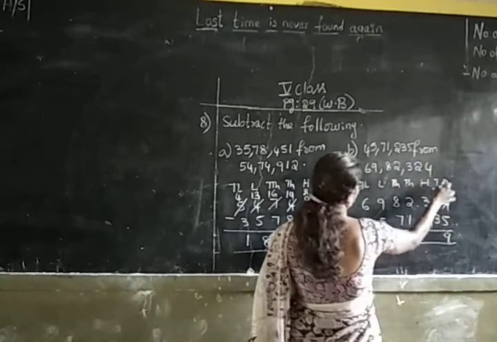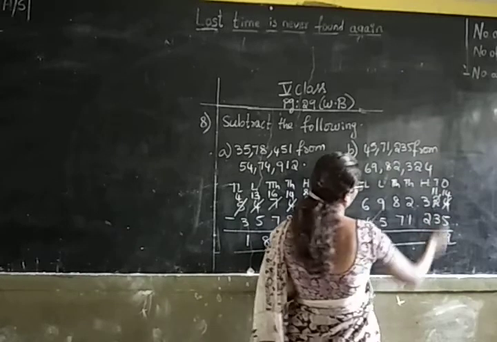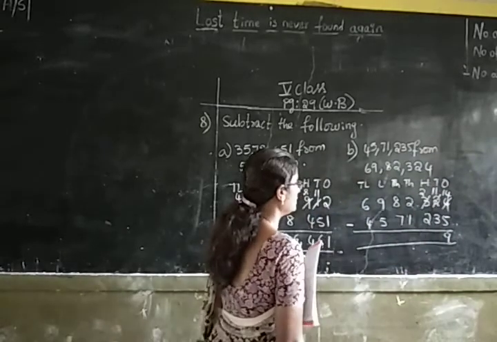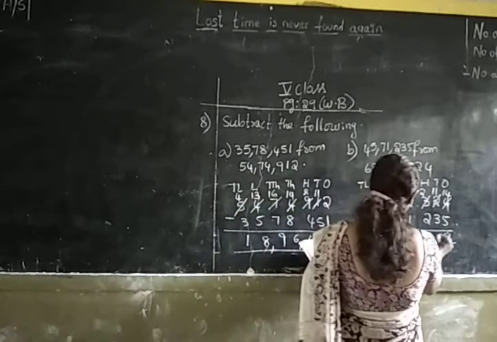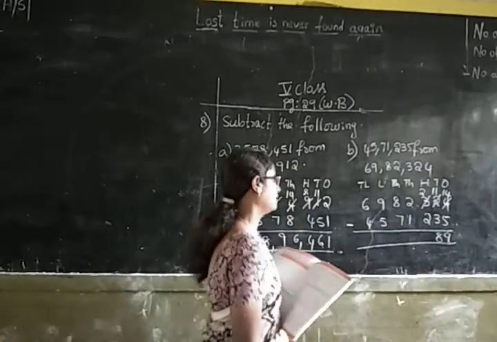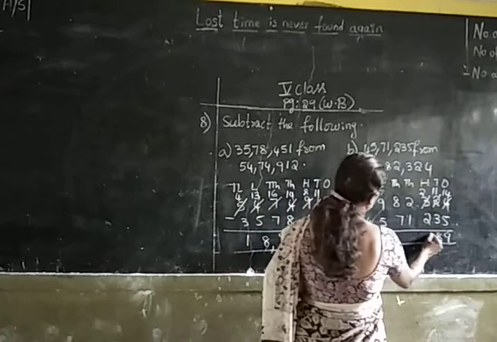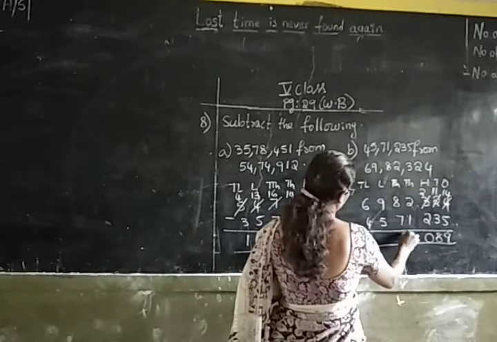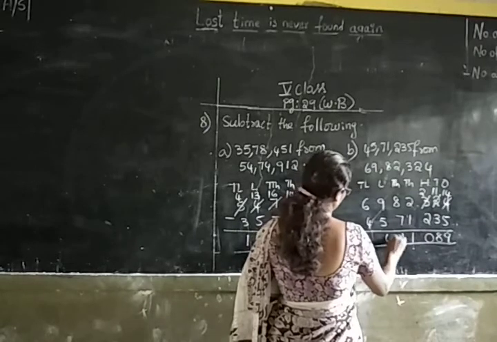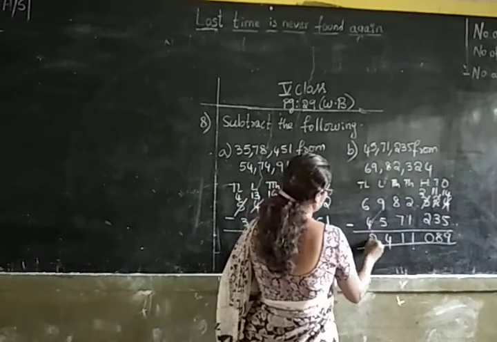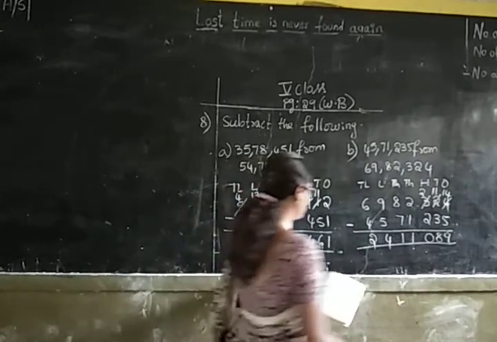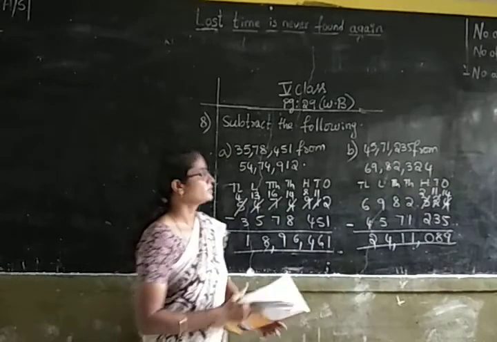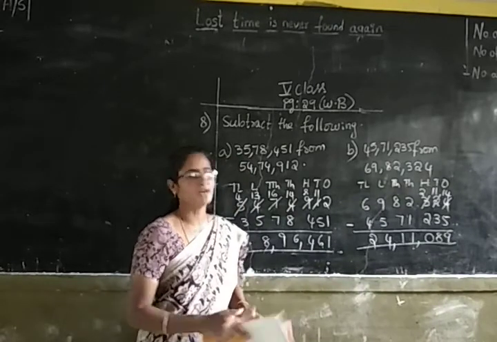So you can't subtract 3 from 1. 1 has to borrow. It will become 11. And 3 will become 2. 11 minus 3 is 8. And 2 minus 2 is 0. 2 minus 1 is 1. 8 minus 7 is 1. 9 minus 5 is 4. 6 minus 4 is 2. So the answer is 24,11,081. Okay children, here you do the C sum for homework.